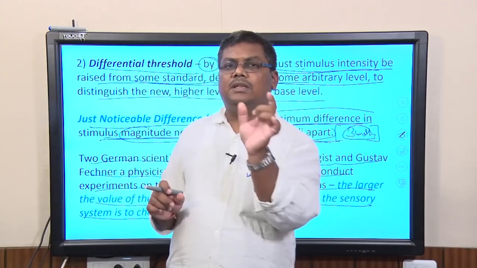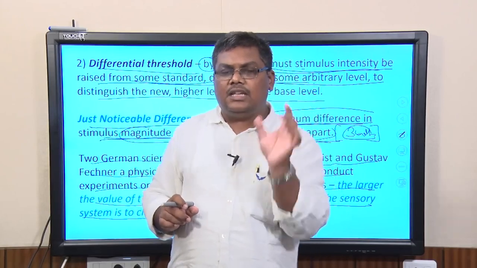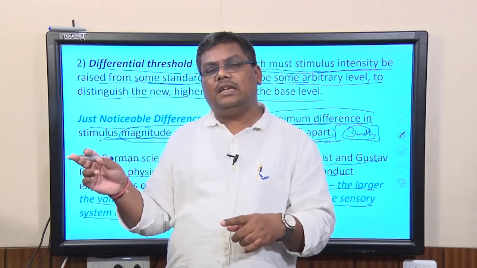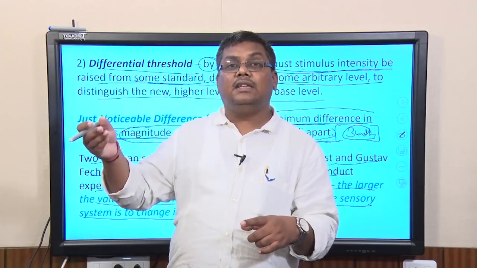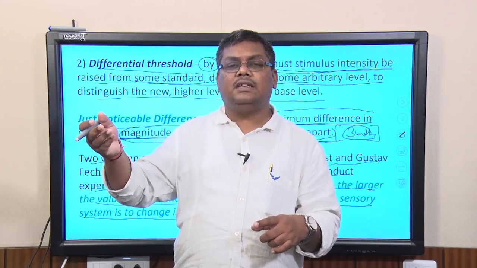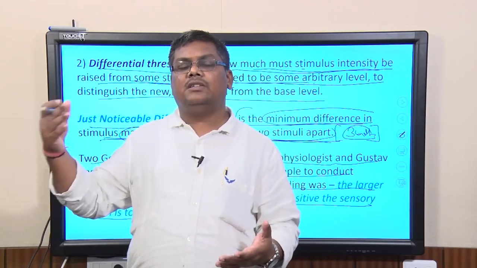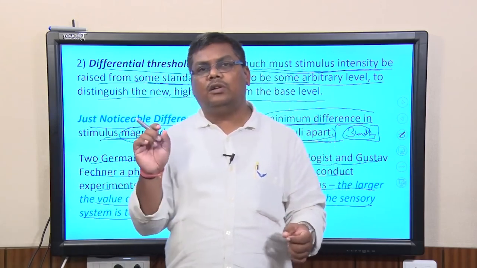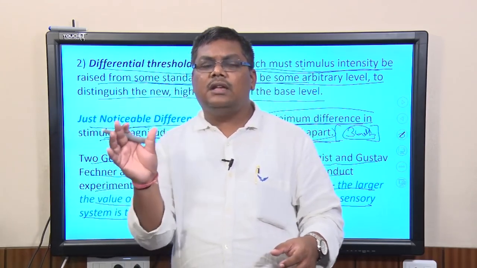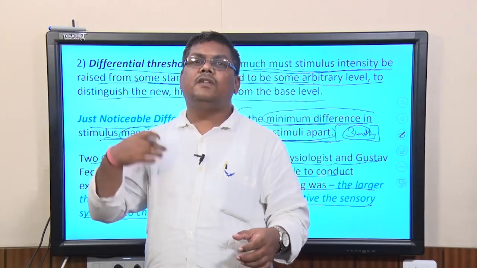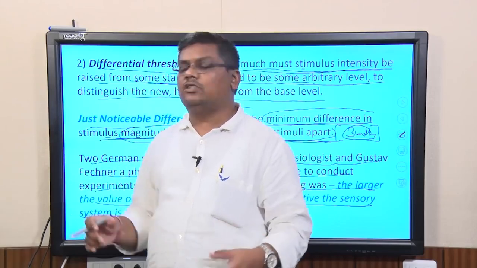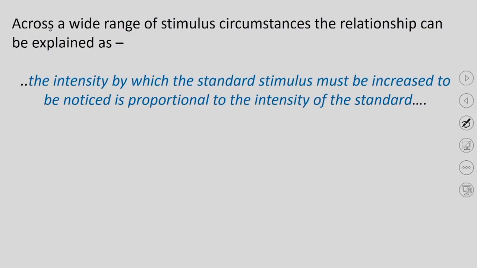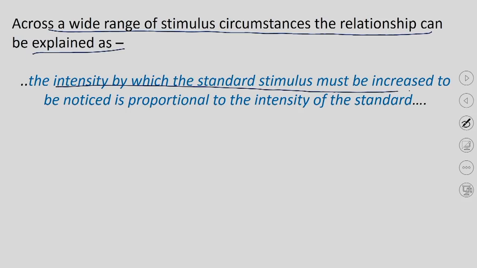So the price of the chips going from 5 rupees up by 1 rupee is the change that you feel. For that to happen for the television, which is 50,000 rupees, a 5% increase has to be done. If they increase the price of the television by 5,000 or 10,000, you will feel the same difference. So the stronger the initial stimulus, the more increase in stimulus is needed. Across a wide range of stimulus circumstances, the intensity by which a standard stimulus must be increased to be noticed is proportional to the intensity of the standard, and that is called Weber's law, or Weber-Fechner law.